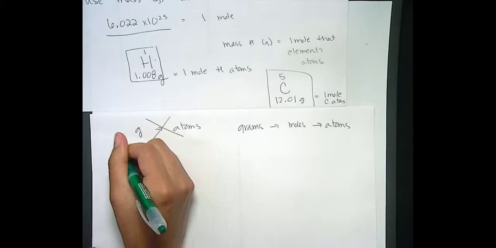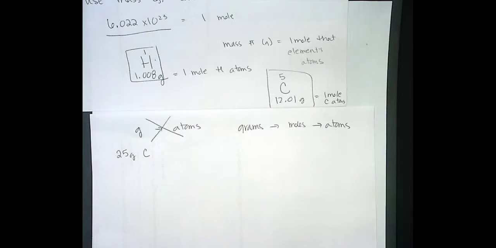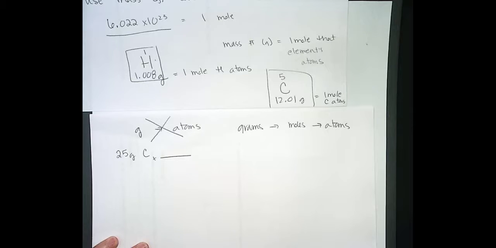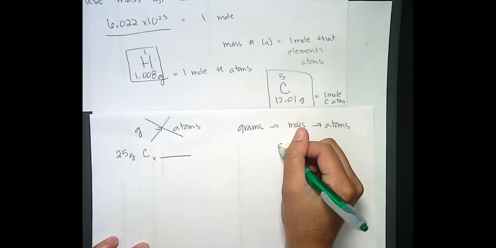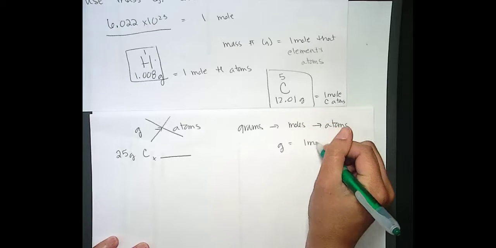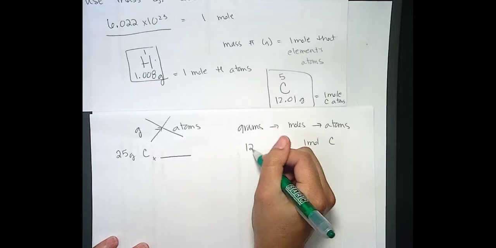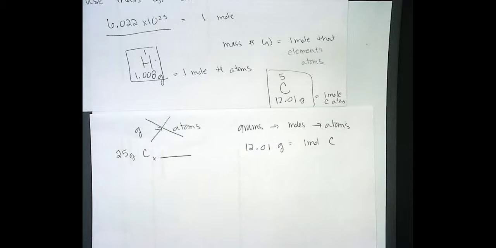Let's say I have 25 grams of carbon. I've got a charcoal briquette, and I need to calculate how many carbon atoms. So first I have to figure out, well, how many grams does 1 mole of carbon atoms weigh? I just look at the mass on the table, 12.01. And then this is a conversion factor.